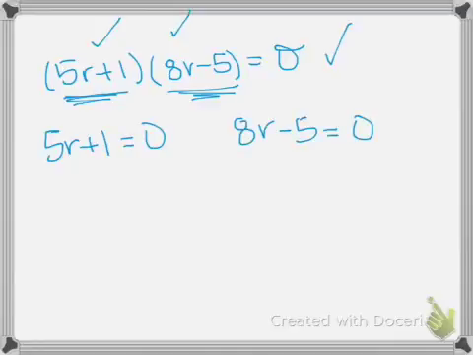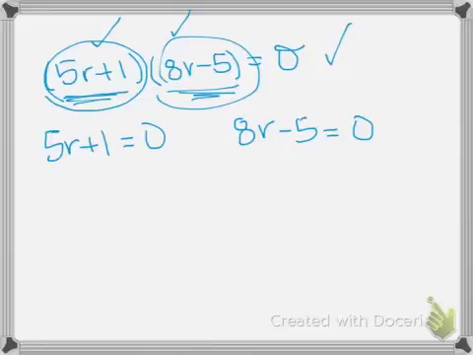And solve for r. The reason that we do this is because if one of these expressions right here is equal to 0, then your product is equal to 0. So we have to make sure that we solve for r, so we know what r has to be in order for this factor to be 0.